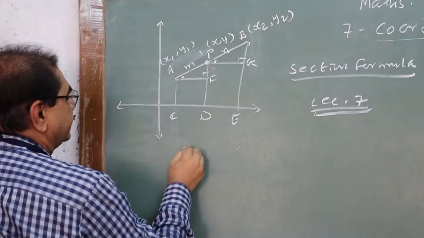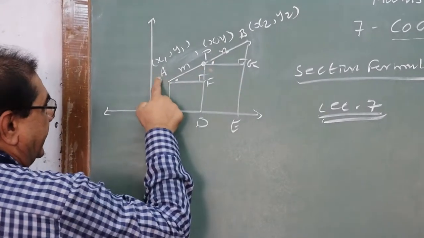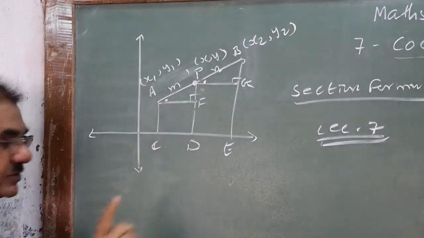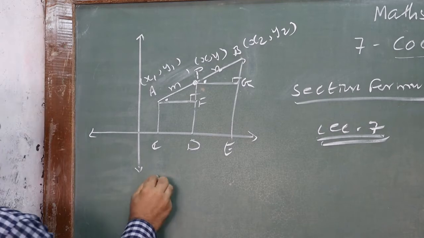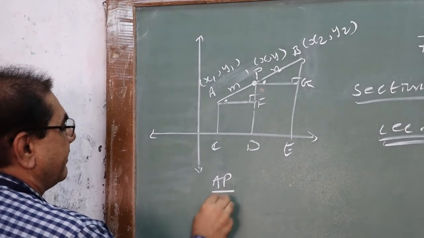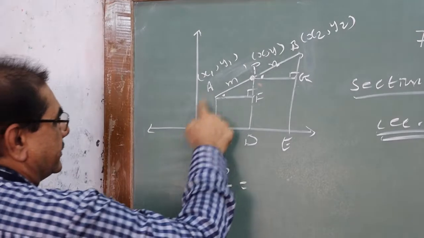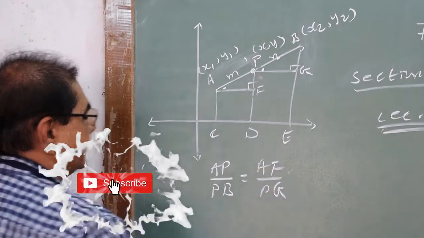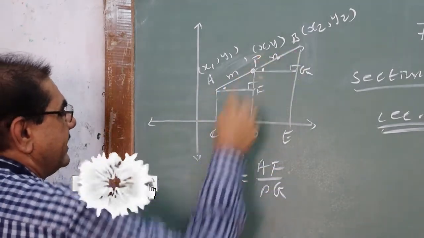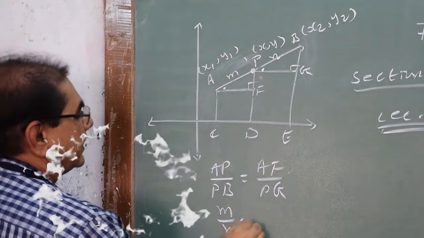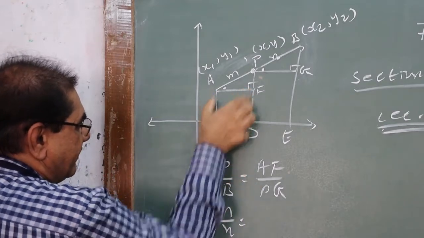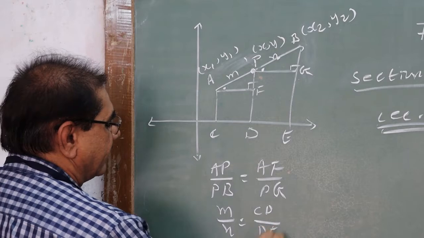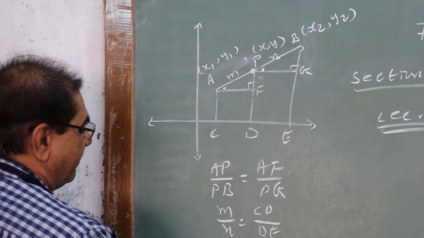We have proved that these two triangles AFP and PGB are similar by AA postulate, as I told you that day. So corresponding sides can be compared if the triangles are similar. So AP upon PB is equal to AF upon PG. AP is small m, PB is small n. So m upon n is equal to AF upon PG. AF and CD are equal because they form a rectangle, and PG and DE are equal. Okay, so m upon n is equal to CD upon DE.